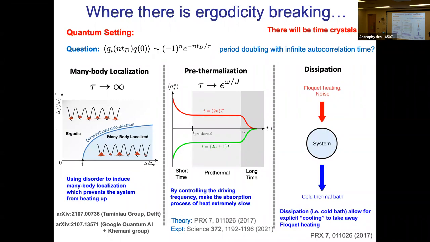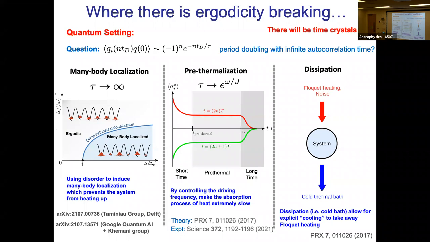A natural question that you might have in this pre-thermal context is, well, in this case, you're almost at a time crystal. You have an exponentially long lifetime, and you're just fighting that final heating process. Is it possible to couple such a pre-thermal system to a little bit of a cold bath, such that that cold bath just dissipates away the little bit of excess heating that you get at late times, such that effectively you can stabilize such pre-thermal time crystal behavior to infinite times?